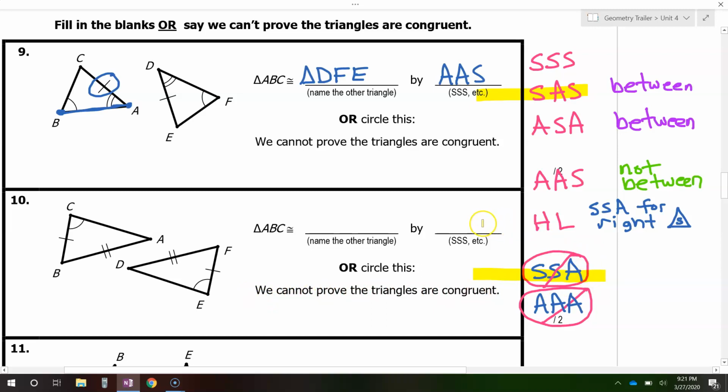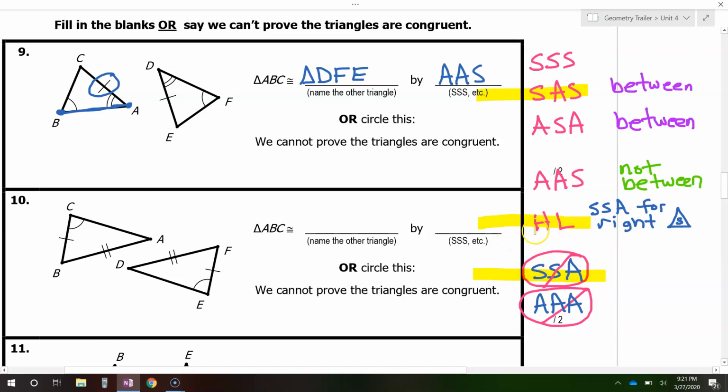Now, there's another one that we also have to include, hypotenuse, leg. Hypotenuse, leg is also side, side, angle. So that's 2 sides and an angle, but it happens to be for right triangles. If it's a right triangle, we call it hypotenuse, leg. So we have these 3 possibilities.